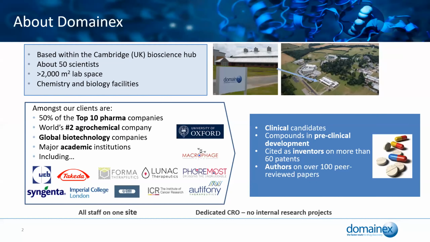So just a little bit about Domainex for those who don't know. We're a contract research organisation based within the southwest of Cambridge, in a biosciences hub there. We're around 50 to 60 scientists, and we've got just over 2,000 square meters of lab space. And it's an all-in-one facility, so we've got chemistry and biology under one roof.